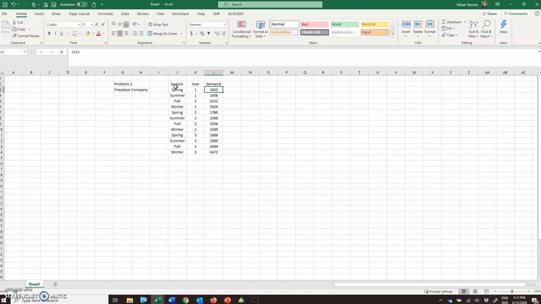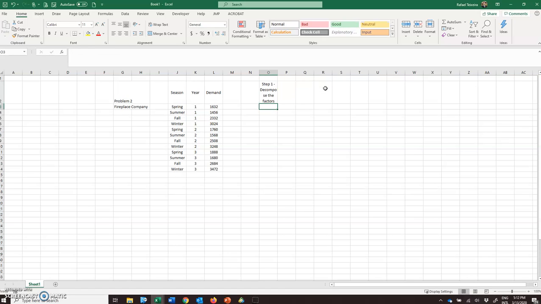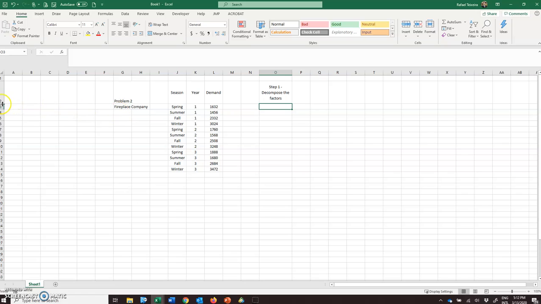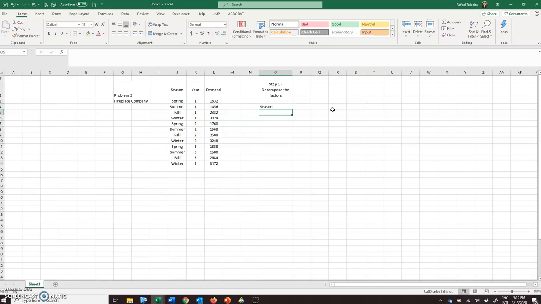Okay, these are seasons, these are years, and these are the demands for fireplaces. So our step 1 is to decompose the factors. I'm going to decompose the factors for each one of the seasons, and to do that, I have to type here the season. The seasons are spring, summer, fall, and winter.